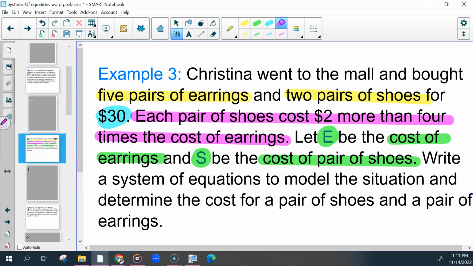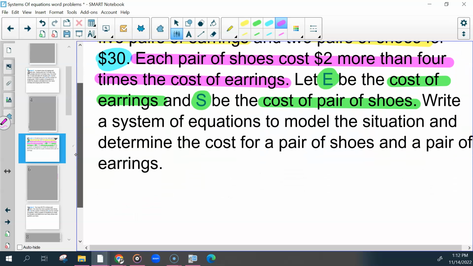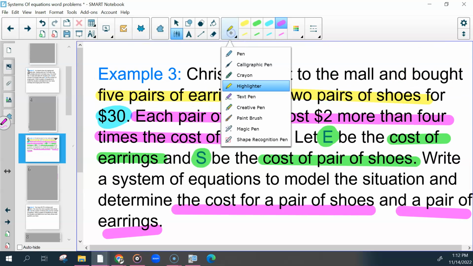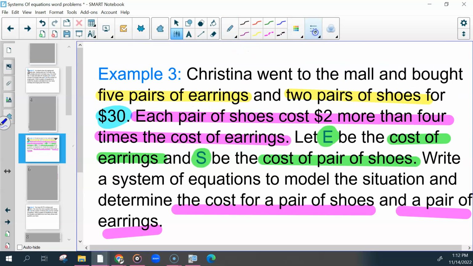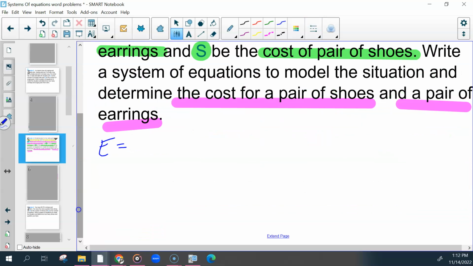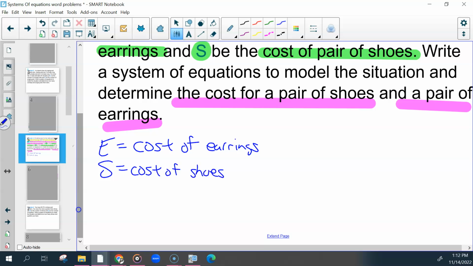Alright, so just like before, we're going to start off with the variables. Yes, they gave it to us, but if they didn't, we'd be looking at the question to determine the cost of a pair of shoes and a pair of earrings. Those would be the two things we don't know. The two things we don't know would be our variables, E and S. So cost of earrings, cost of shoes.